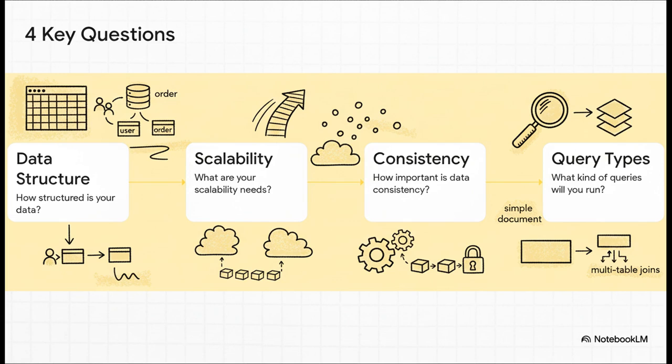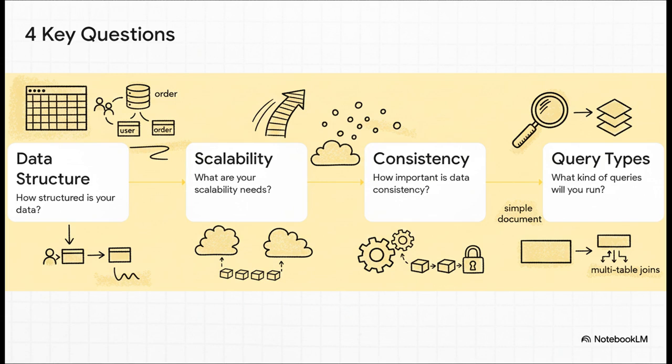One, how structured is your data? If it fits neatly into tables and rows, like customers and their orders, that's a really strong signal for SQL. Two, what are your scalability needs? Are you going to need to handle internet scale traffic with totally unpredictable spikes? That is a classic use case for NoSQL's horizontal scaling. Three, how important is data consistency? If you're building a banking app where every single transaction has to be perfect and atomic, you're definitely in SQL territory.